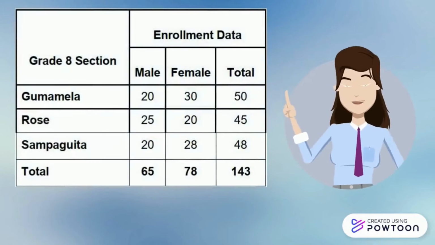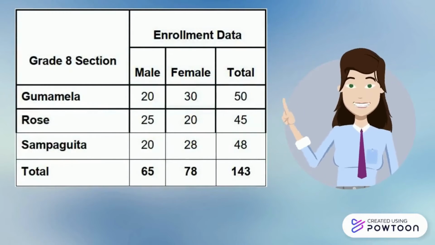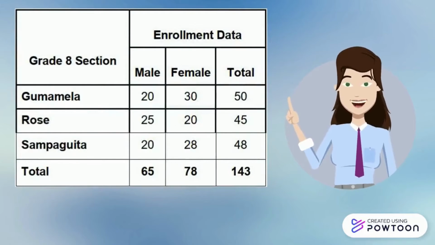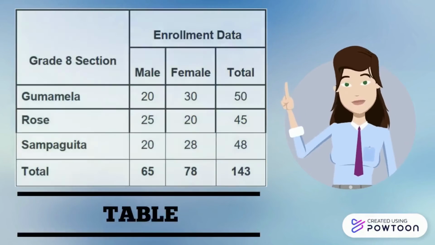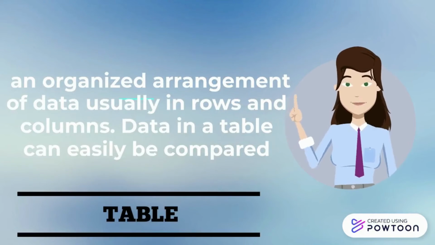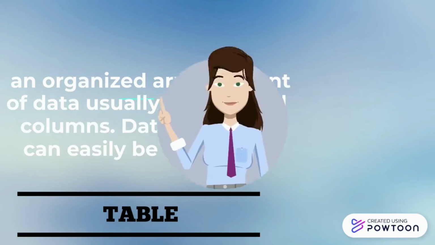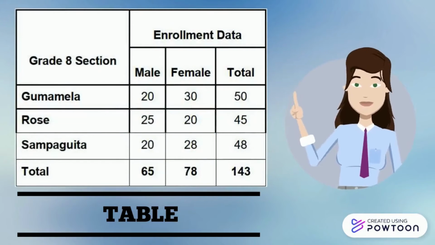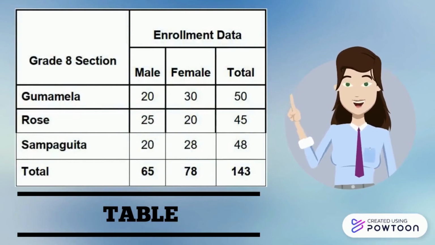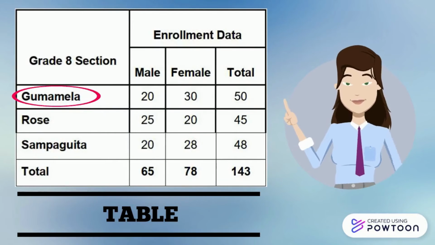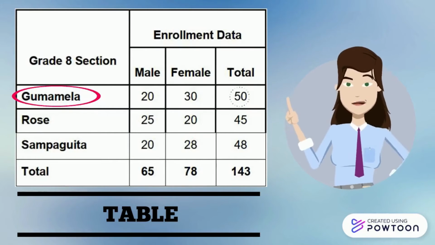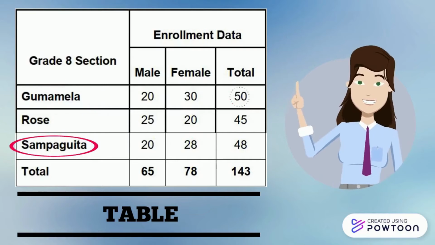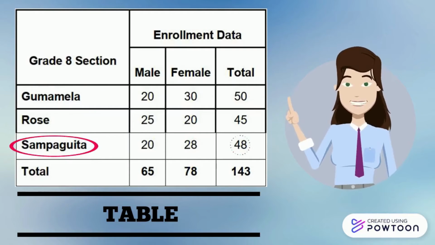On the screen is an illustration with text enclosed within overlapping boxes. What is it? Yes, table. Table is an organized arrangement of data, usually in rows and columns. Data in a table can easily be compared. The table shows the enrollment data of 3 grade 8 sections, in which section Gumamela has the highest number of students, 50, followed by section Sampaguita, 48, and lastly, section Rose, 45.